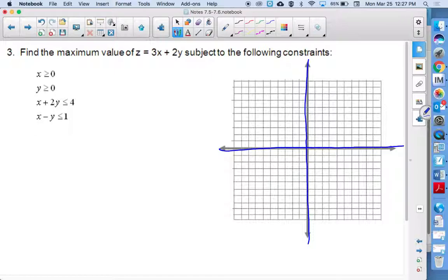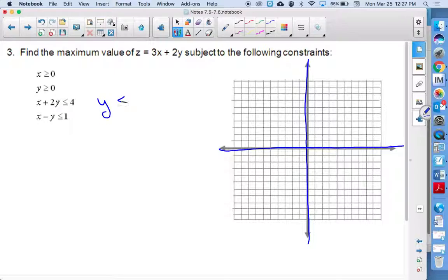So you have the vertical line at x is greater than or equal to 0, the horizontal line y is greater than or equal to 0. That just means all my answers are going to be up here in the positive quadrant. And then the third inequality, we have x plus 2y is less than or equal to 4. What would that third inequality give you if we solved for y?